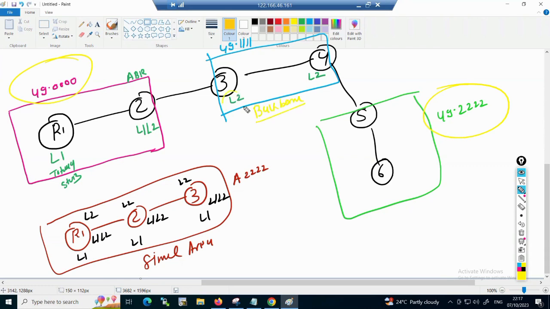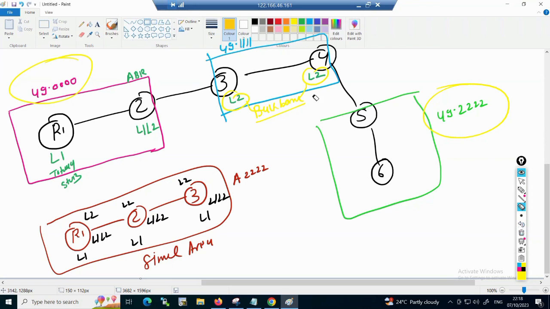So level 2 is known as the backbone. Level 2 is known as the backbone in the IS-IS protocol. Same as you consider area 0. But in OSPF, area 0 itself is reserved. But in this case, this is area 111. I can change it to 2222, I can change it to 333, I can change it to 4444. Anything I can make.